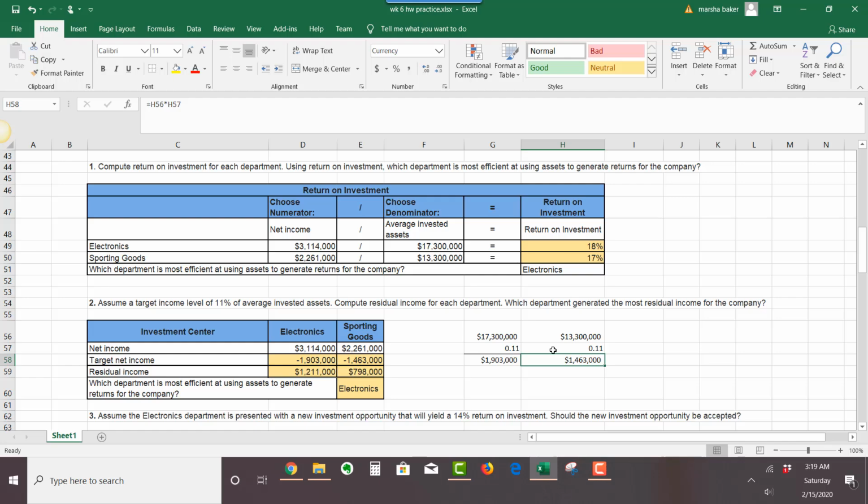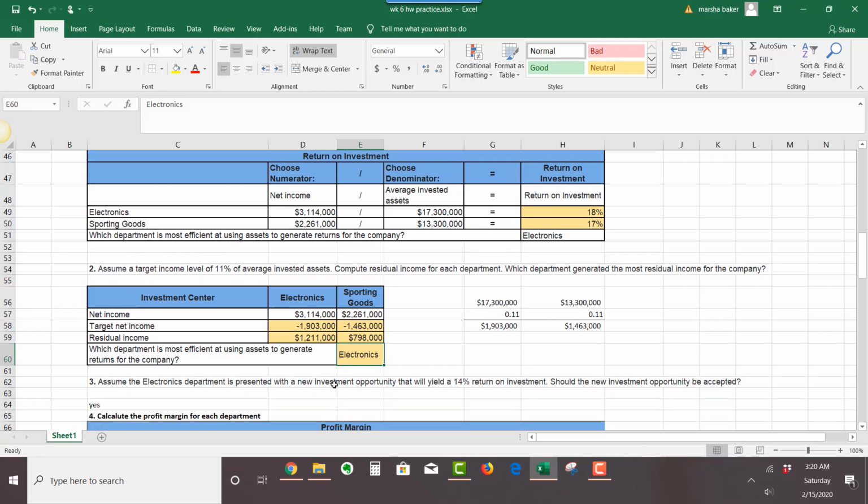So the sporting goods department needs to make a minimum of $1.4 million, but they made 2.26. So we take 2,261,000 minus 1,463,000 gives us a residual income of 798,000. So which of the departments is doing better? Electronics is doing better. But wait, we're not done yet.